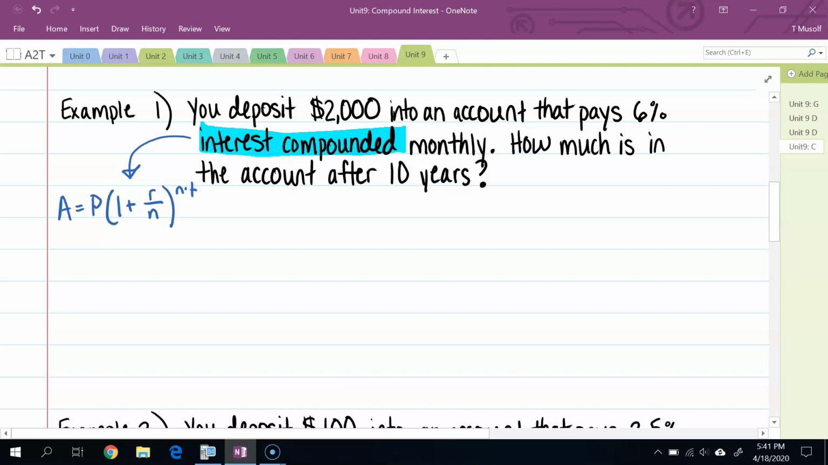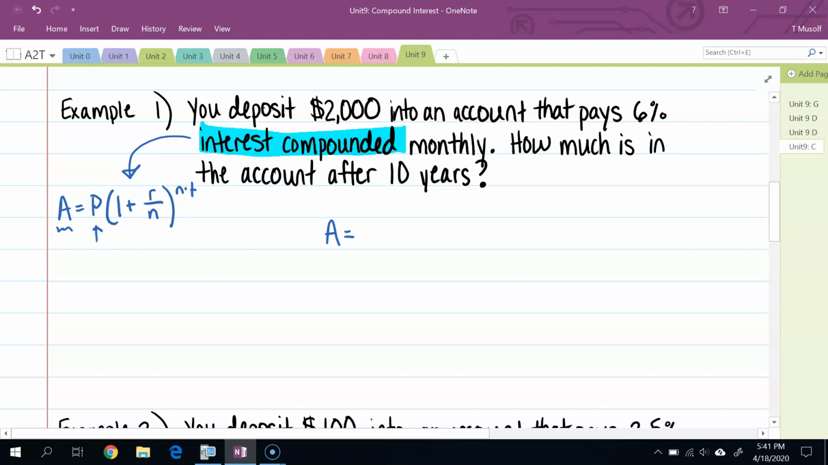Alright, so anytime it says interest compounded, that's when we turn to this formula. And the question will always tell you which of these variables we don't know. So it says how much is in the account after 10 years. That's a future value, so that would be A. That means I'm going to solve for A in this equation. So I should be able to plug in numbers for every other variable on here.